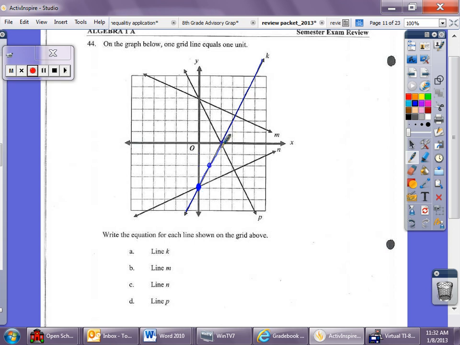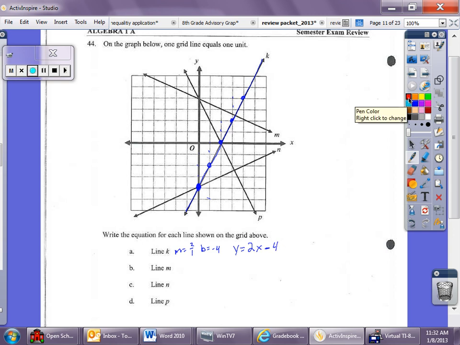And then we know we have a couple points on this graph. So the slope goes up 1, 2, right 1, up 2, right 1, up 2, right 1. So for line K, the slope is 2 over 1, and we started at -4. So our equation is y equals 2x minus 4.